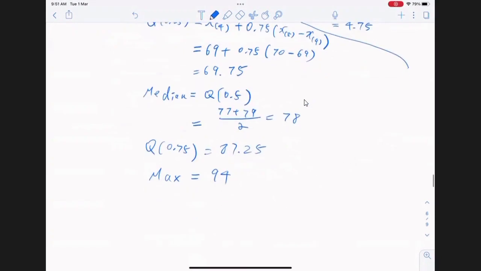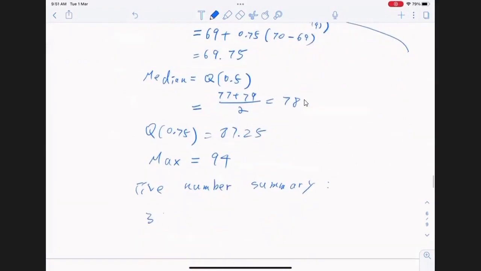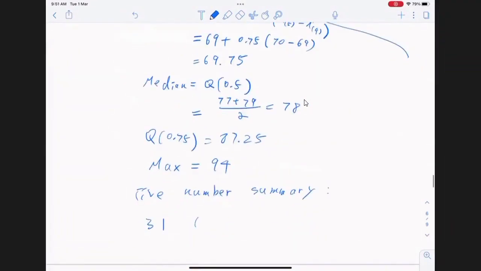So the 5-number summary are these 5 numbers: 31, 69.75, 78, 87.25, and 94. We call this the 5-number summary. Now, why are we so interested in these 5 numbers? Because these 5 numbers provide us a partition of the dataset into 4 equal parts.